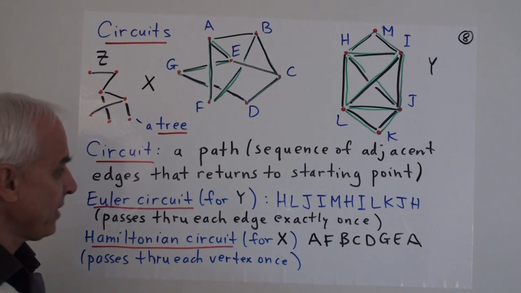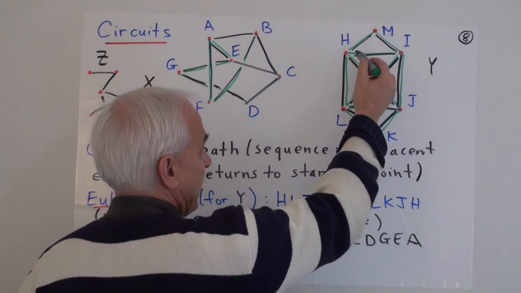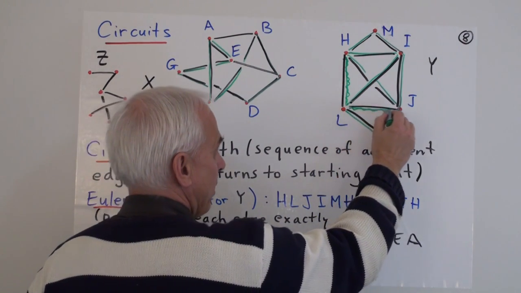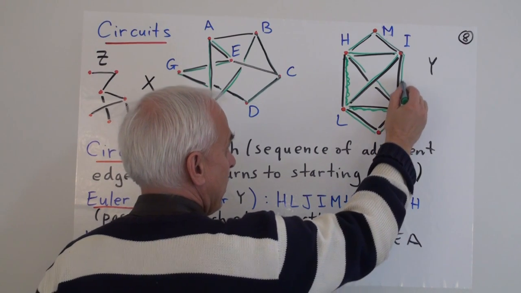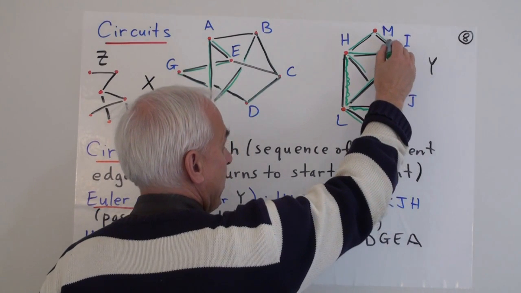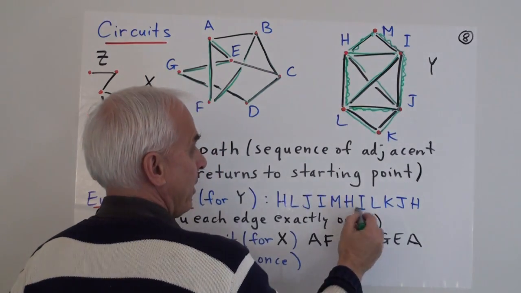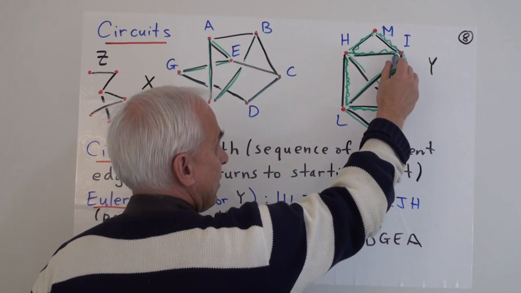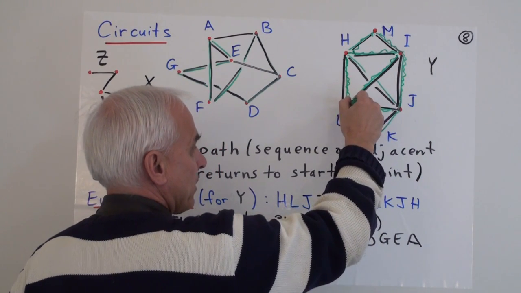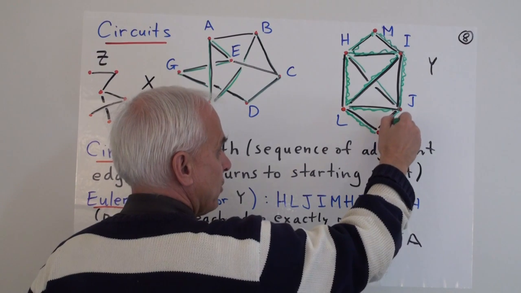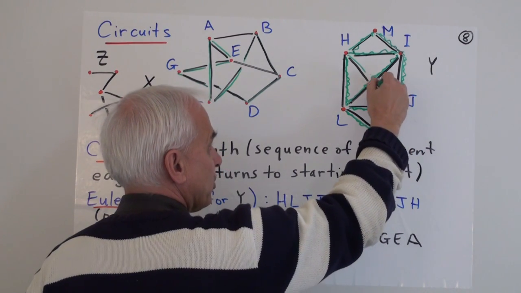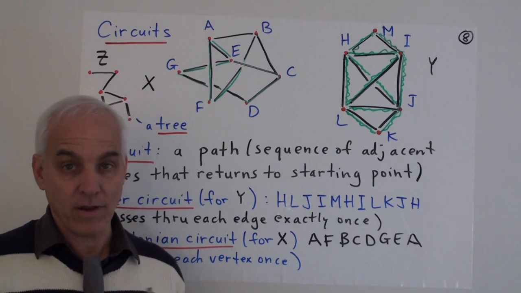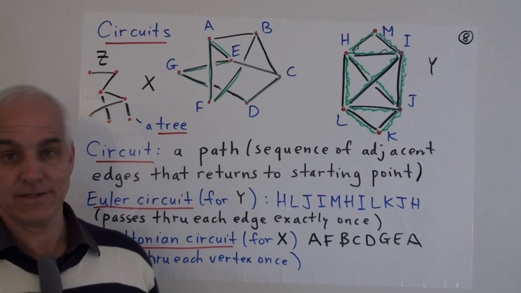Let's see. So we start at H, and then we go to L, and then to J, and then to I, and to M, and then to H, and then down to I, or across to I, and then to L, to K, to J, and back to H. And you can see that indeed we have traversed every edge exactly once, and we've started and ended at the same spot.